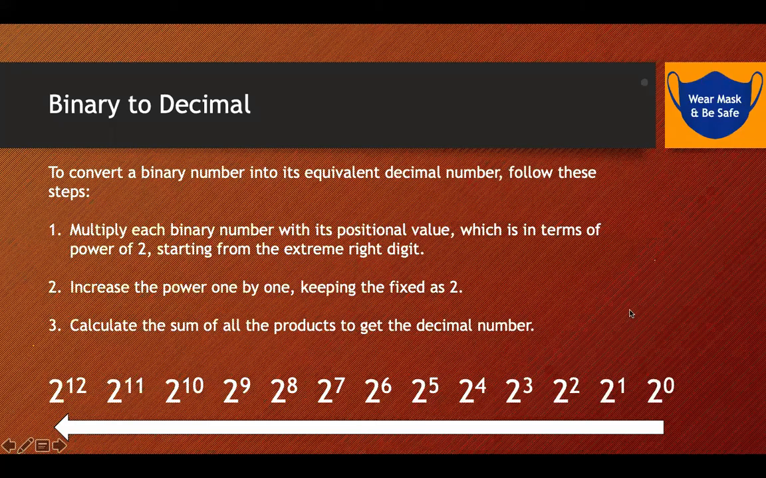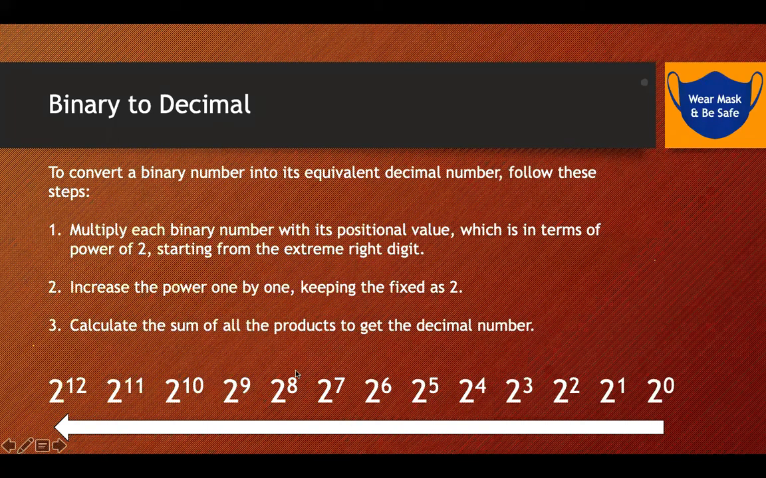So what we were discussing, the first step is to multiply each binary number with its positional value, which is in terms of power of 2. You can see the power of 2 here. Under step 3, I have given examples of how we have to write. You can see the power, the superscript: 0, 1, 2, 3, 4, 5.